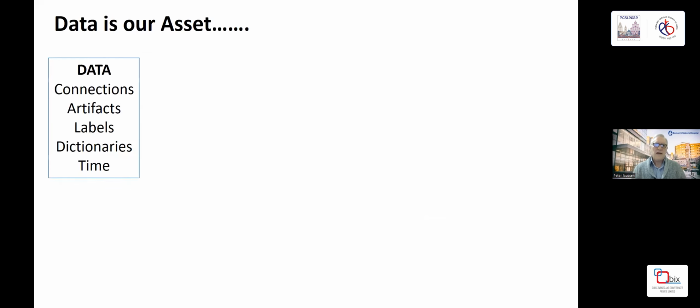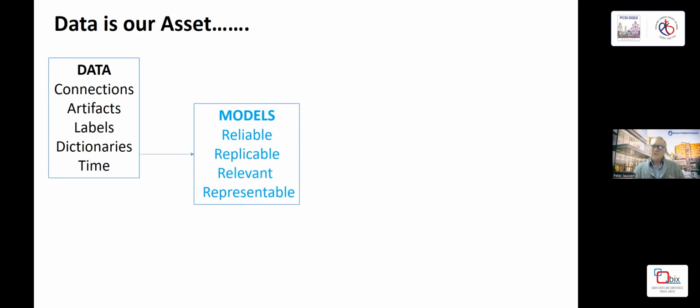So data is our asset. In critical care, make sure you've got the right connections, understand artifacts, understand that there are problems with labeling of the data, with dictionaries of the data, and the tables that are necessary. And understand that we have time series data, which is input and output bound. The models we develop need to be reliable, replicable, relevant, and represent the clinical situation that we're managing.